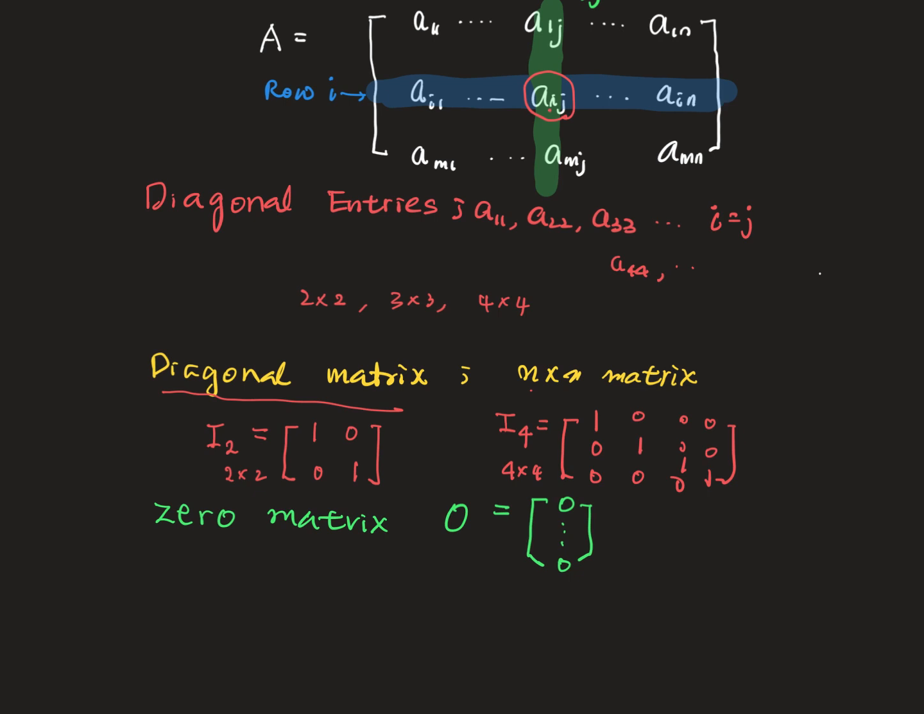The zero matrix depends on the size. Here, for example, I say this is a 3 by 1 matrix. That's the zero matrix. All the entries are going to be 0. We're going to call it the zero matrix.